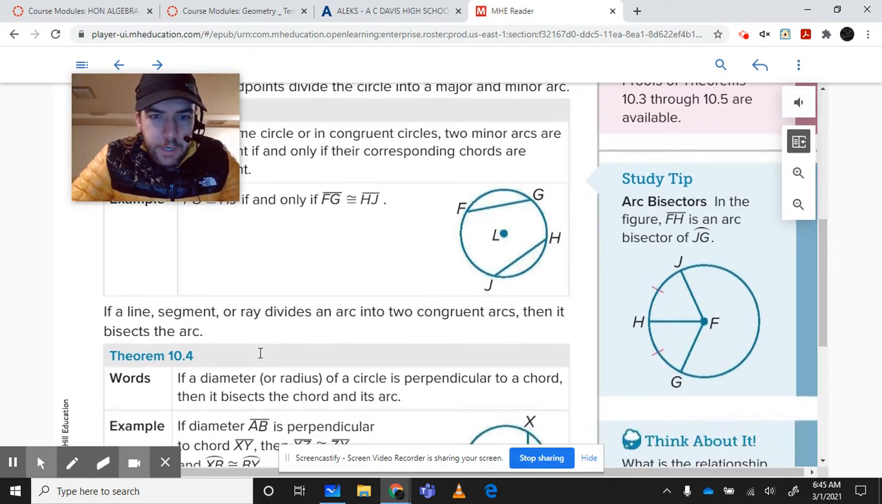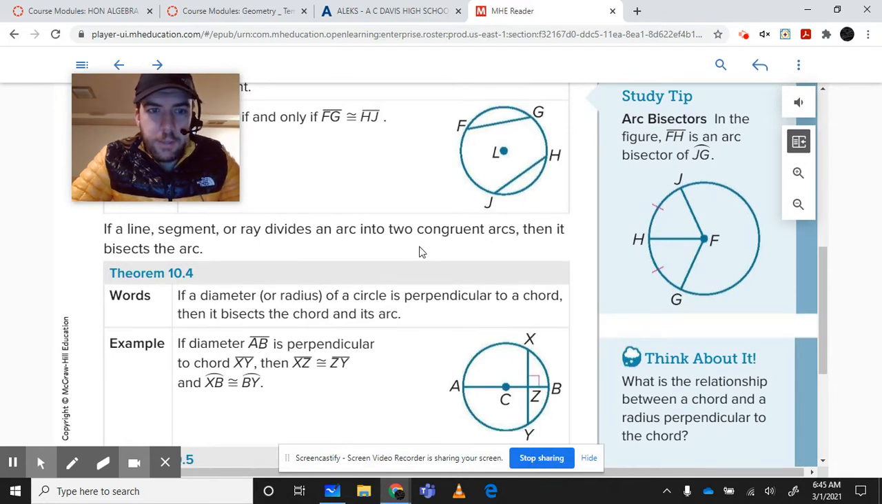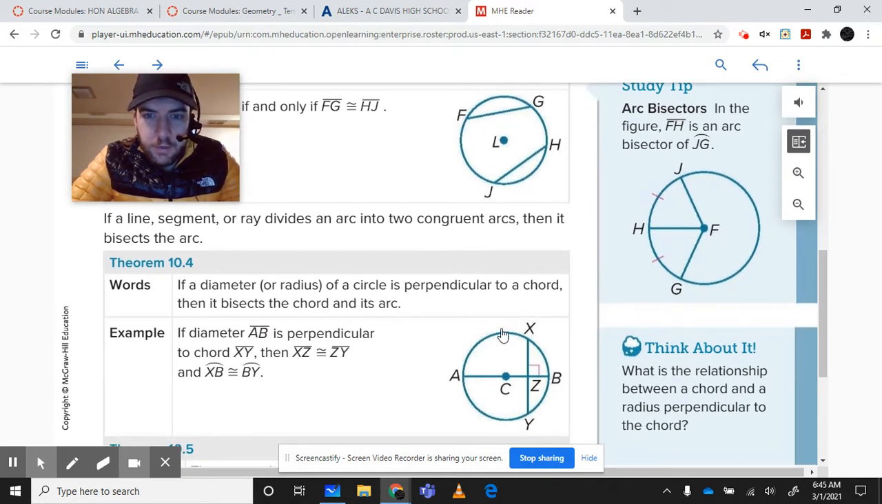If a line segment or ray divides an arc into two congruent arcs, then it bisects the arc. Okay, let's look at this picture. It says if a segment or ray divides an arc into two congruent arcs, so the arc JG has been divided into two congruent arcs, like JH is congruent to HG. These two pieces are the same size. We've got that congruency notation right there. If that happens, if you're cutting an arc into two pieces, then we are bisecting the arc, right? Bisect means to cut into two even pieces. So this HF is bisecting JG right now.